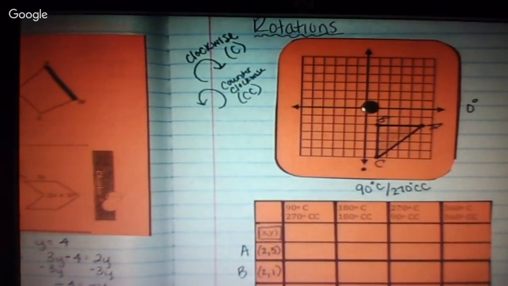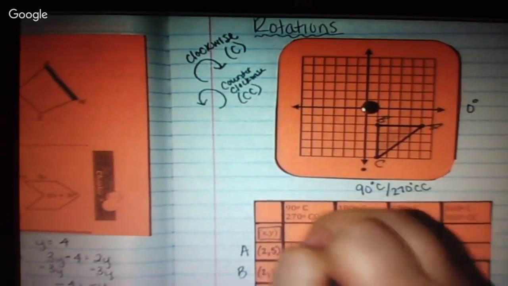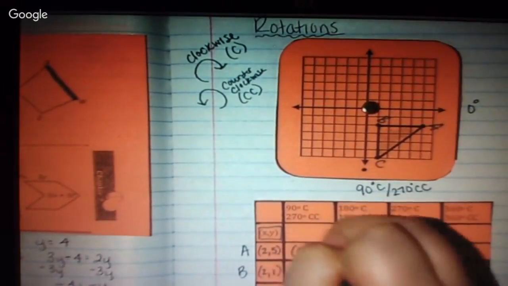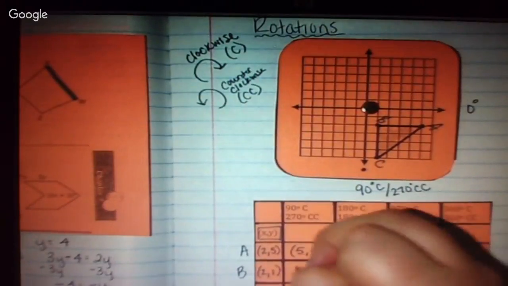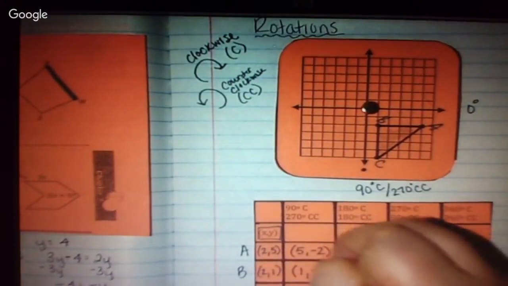the same position. So now if you look at this graph, where is point A? 5, -2. So we are now at 5, comma, -2. Where is point B now? 1, -2. Does anybody see a pattern that's happening here yet?